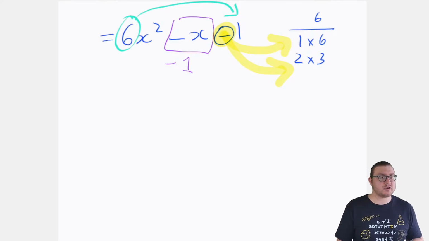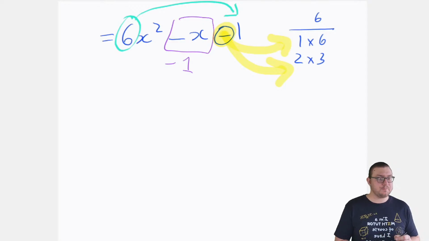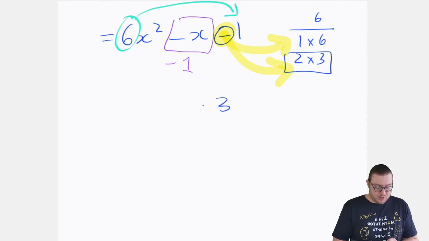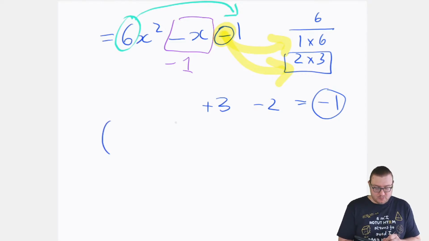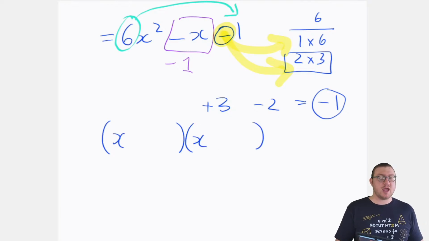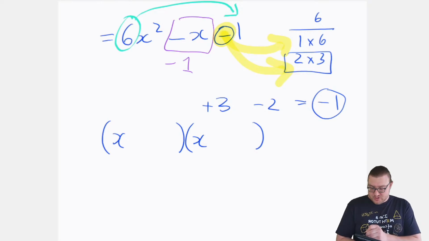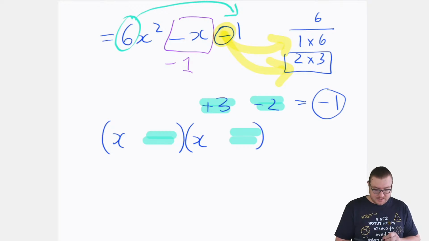So now we want to check. 1 minus 6 or 6 minus 1 does not give us minus 1, but 2 and 3 will work. More precisely, we want a positive 3 and a negative 2, because in combination, they will give us the minus 1 that we want. So just like in the standard method, we can now write our x's on the left-hand side in 2 brackets. And we again copy those 2 numbers that we have just found with the same sign. So we're going to get plus 3 and we're going to get negative 2.